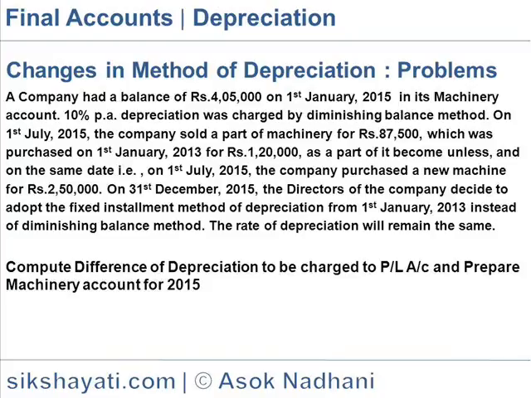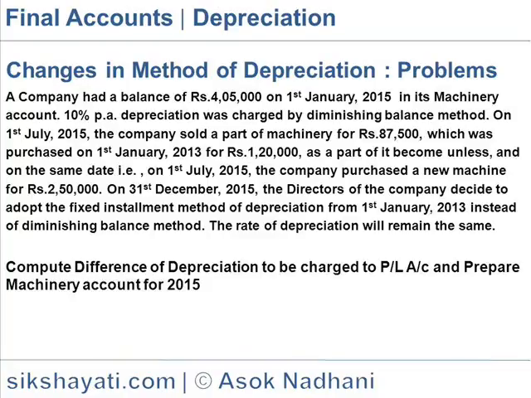WDV as on 1st July 15 is 97,200 minus 4,860, which is equal to 92,340. Sale value is equal to 87,500. So loss on sale is 4,840. Book value of remaining machine as on 1st January 2015: book value of total machinery 4,05,000 minus book value of machine sold 97,200 is equal to 3,07,800.